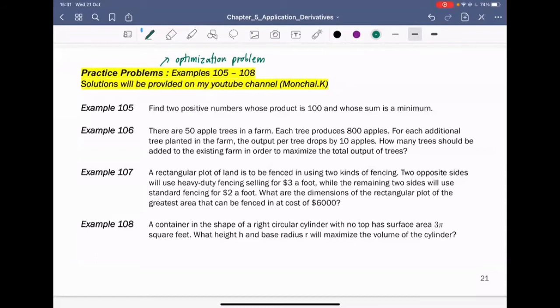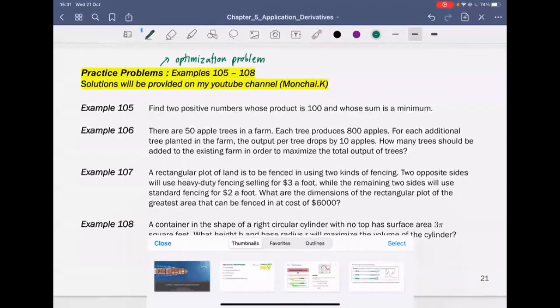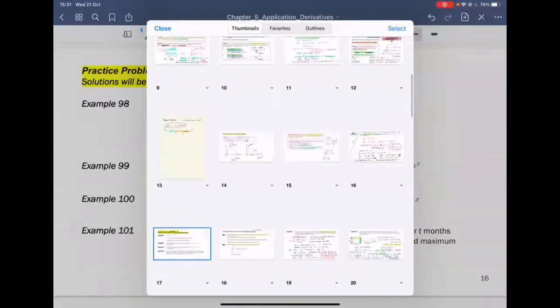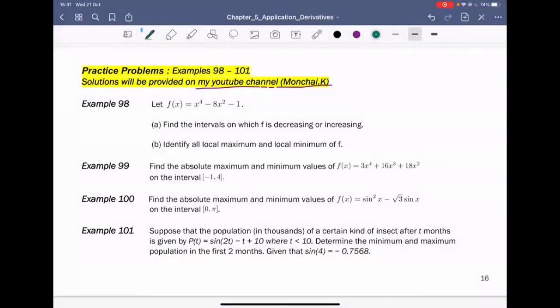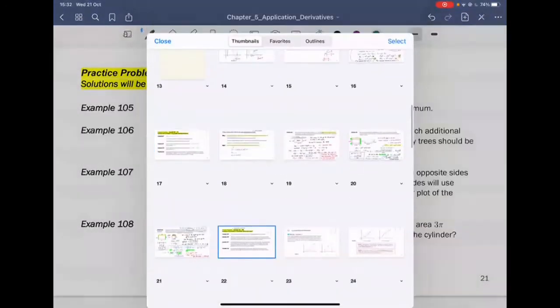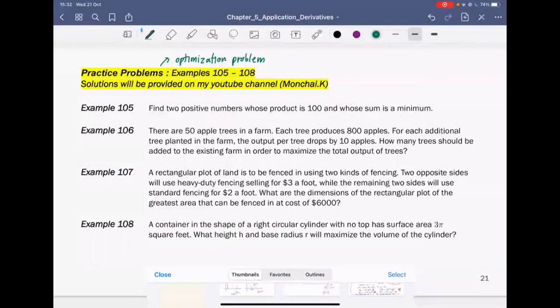Okay, so yeah, examples 105 to 108. I will show you the solutions on my YouTube channel later. So this is practice problem set number 2. We have practice problem set number 1 from Monday too. So the solutions for examples 98 to 101, and also 105 to 108, we will post maybe this weekend, because I just need to record them pretty soon on my weekend, I think.